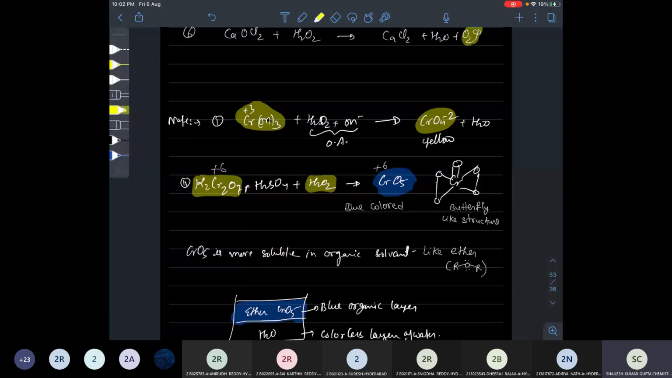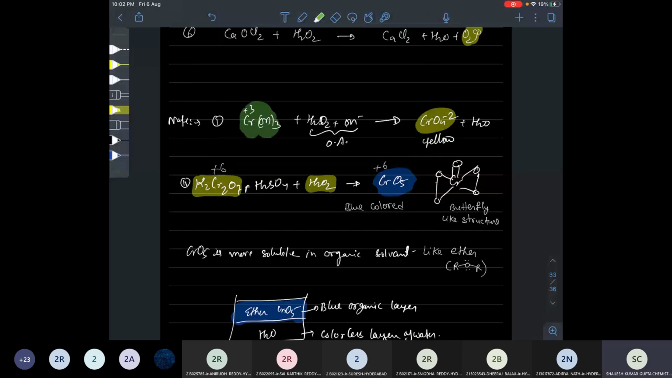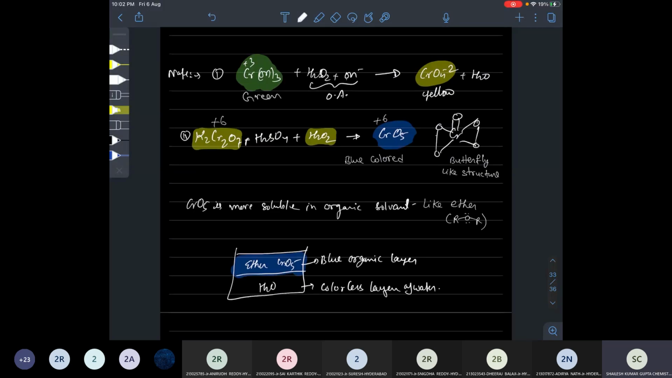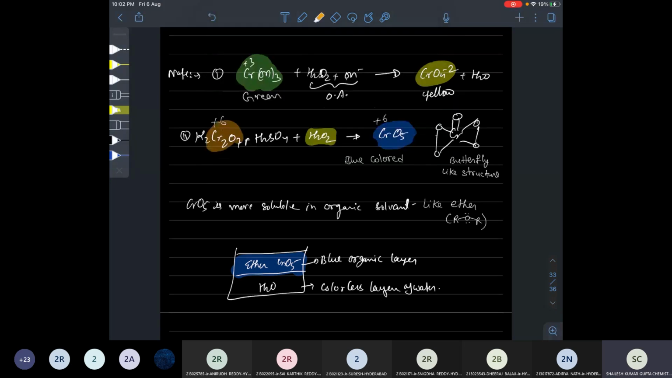This one is green. I will make it green for you. This is green. I have already described it. This is green going into yellow. And this one is basically orange. So this is orange. Dichromate ion is orange. Chromate is green, whereas dichromate is orange. That goes into CrO5, which is blue. So many colors you will get.